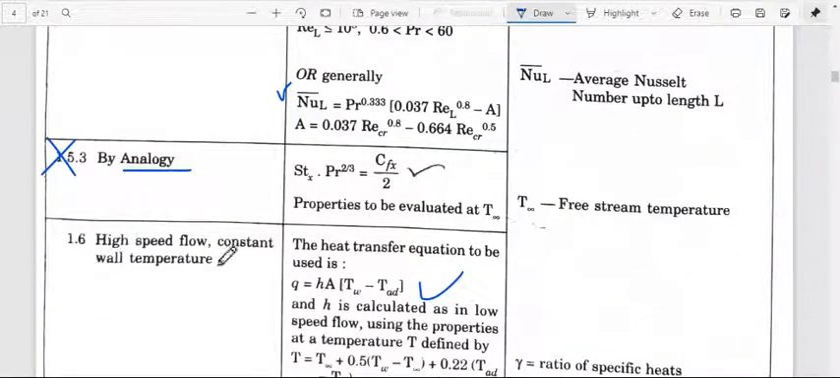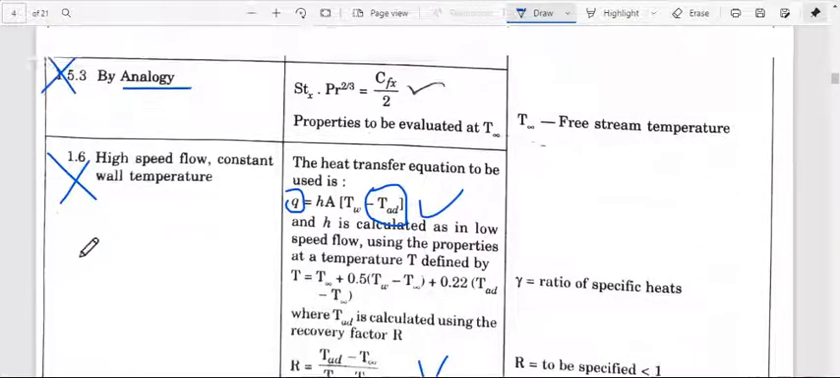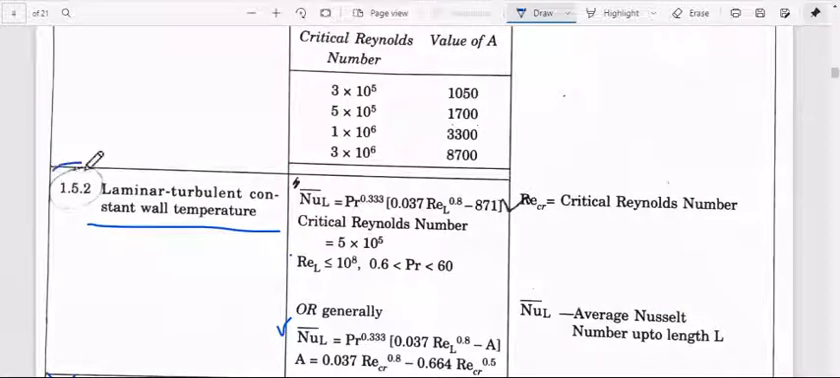So on the high speed flow, the flow is not mentioned and for the Q value, the heat transfer equation can be used. Q equal to HA TW minus TAB. We don't have any TAB formulas, so that's why this is also not considered for our problem. So here we need to consider this formula only. Now we need to check: REL less than 10 power 8 and 0.6 less than Prandtl number less than 60. So in between 0.6 to 60. Now we need to check.